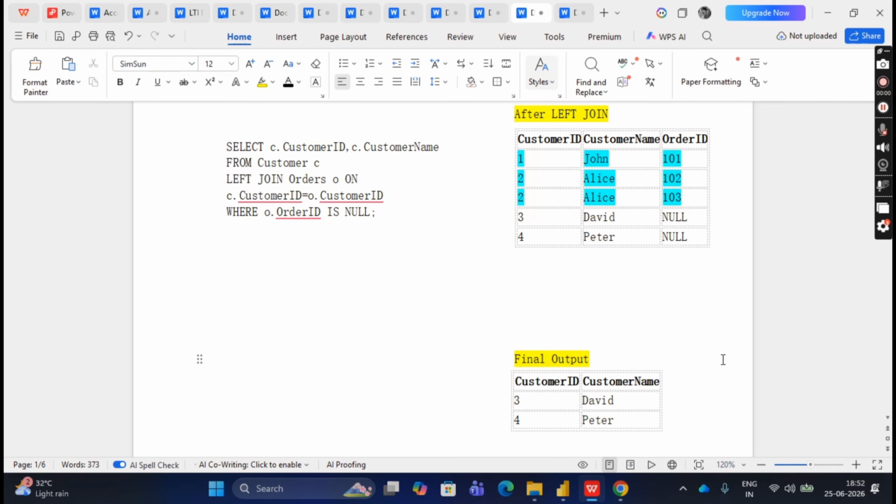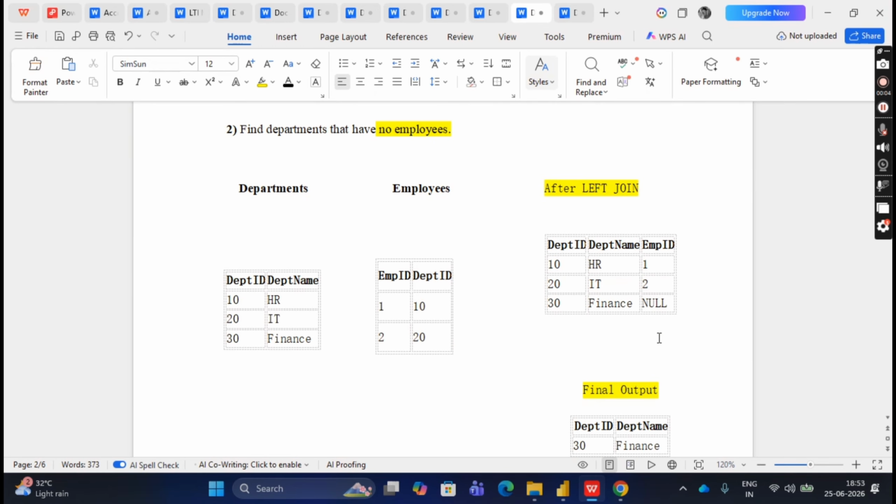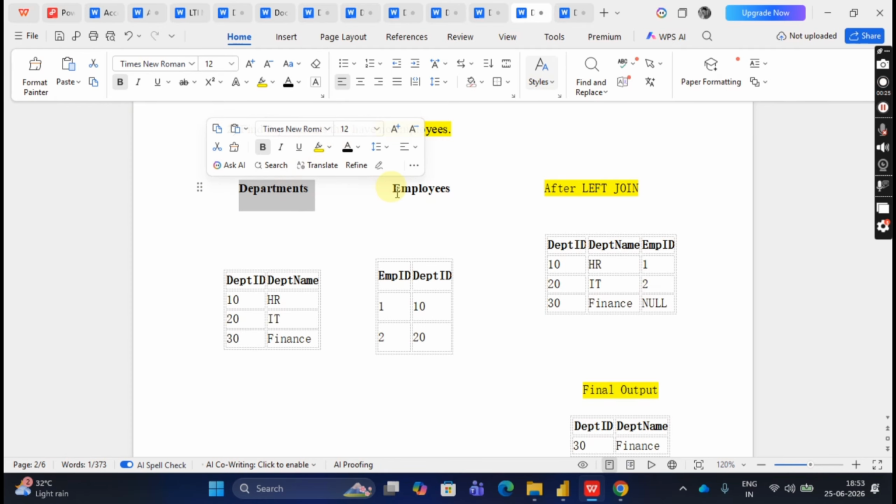So coming to the next question: find the departments that have no employees. I have already told you in the first question that whenever you see not or never in your SQL problem, you have to go for left join. This is a common identifying pattern for using left joins. Okay, so in this problem there are departments and employees tables, and we need to find the departments that have no employees.